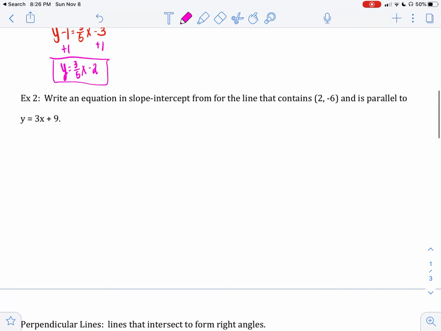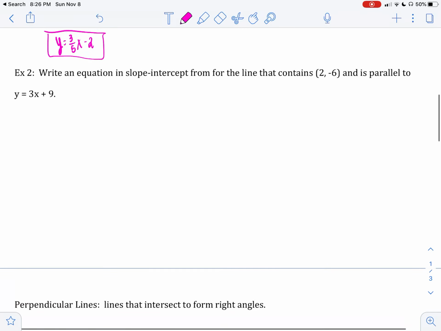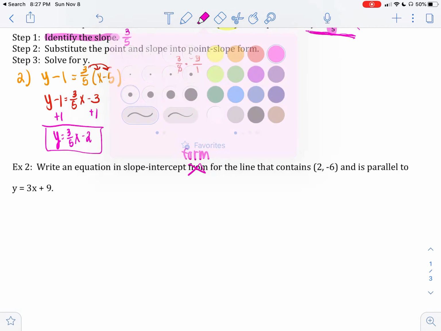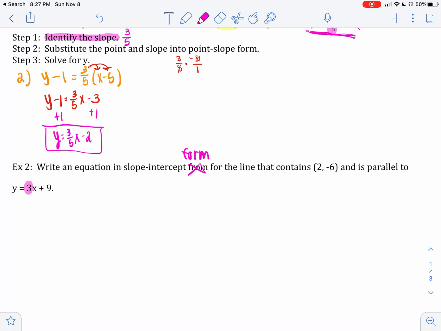We have another one. Write an equation in slope-intercept form for the line that contains (2, -6) and is parallel to y = 3x + 9. Our first step is to identify the slope. So our slope is going to be 3. I want you to pause the video and try to find this on your own.